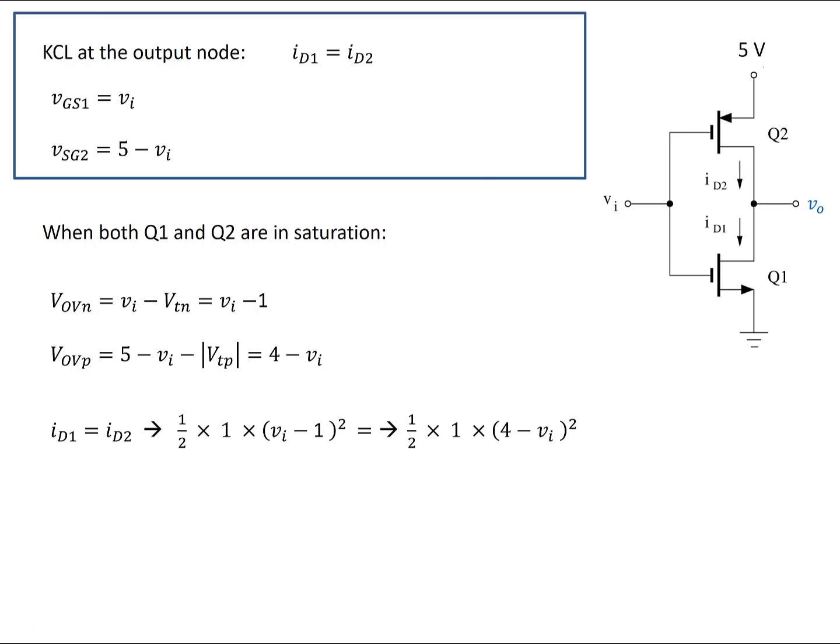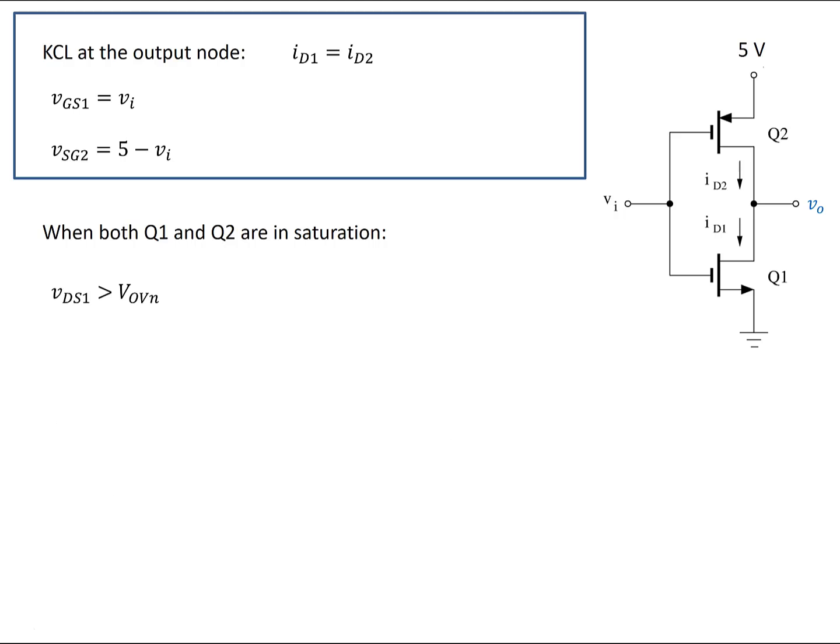Now, because ID1 and ID2 are equal, and I know the equations of ID1 and ID2, if I equate these two, that's going to give me the value of VI, and I can use it to find ID. So if you solve this equation, VI is 2.5 volts, and the drain current for both of them is 1.125 milliamps.